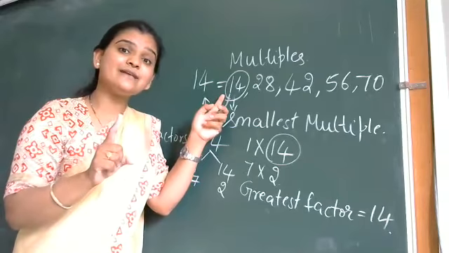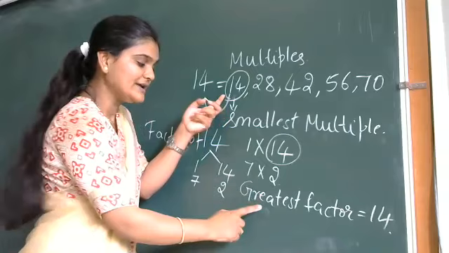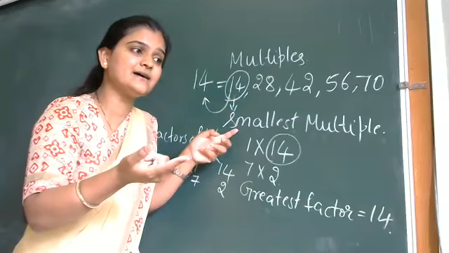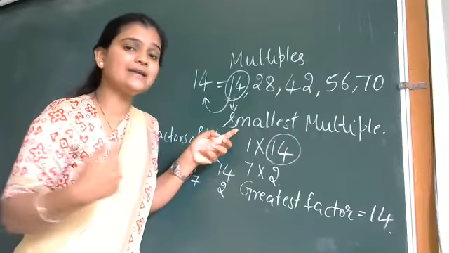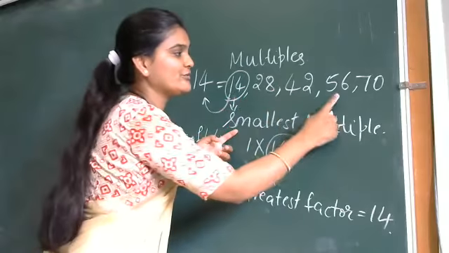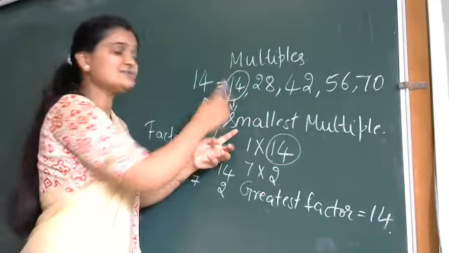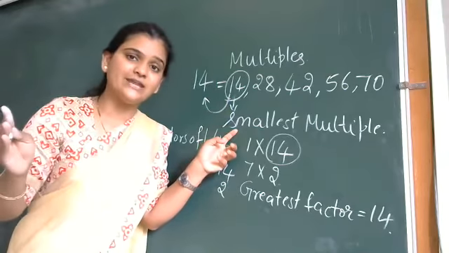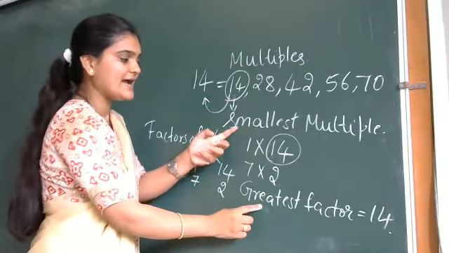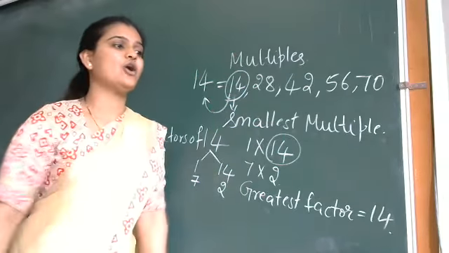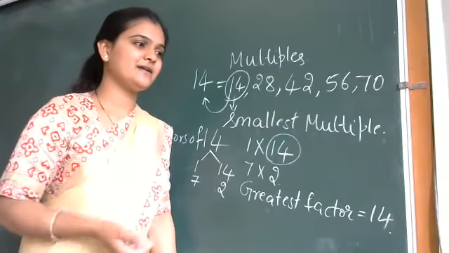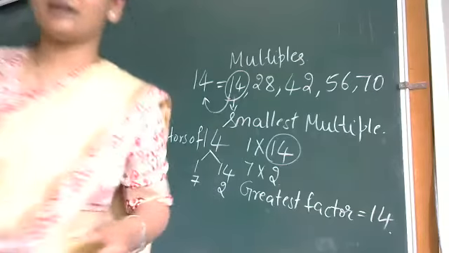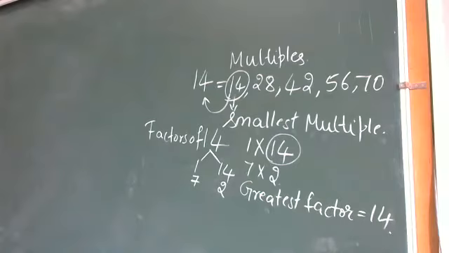Clear? Factor wise, it is the greatest factor, but multiplication means it will go on increasing. Yes or no? Numbers will go on increasing. See, 14, 28, 42, 56, 70. So 14 is the very smallest number in the complete multiplication table of 14. So 14 is the smallest multiple and 14 is the greatest factor of 14. Is it clear? Danush? Clear? Okay.